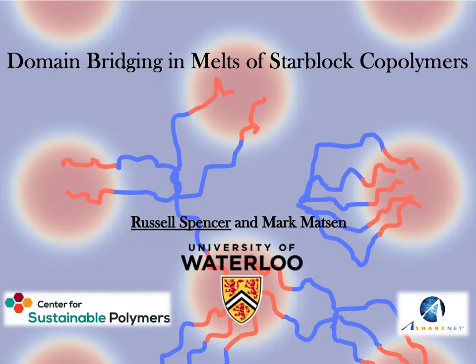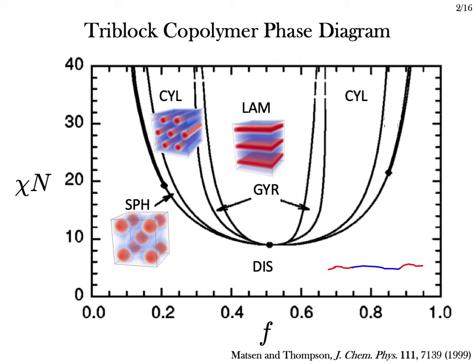When we say domain bridging, we're referring to the ability of a molecule to partly be in one domain and partly in another. For example, connecting this A-rich domain with this other A-rich domain. The simplest type of copolymer that can bridge domains is the linear triblock copolymer. It's also the molecule of choice for thermoplastic elastomers, the main application of domain bridging, so I'll spend a little time on it before getting to the stars.